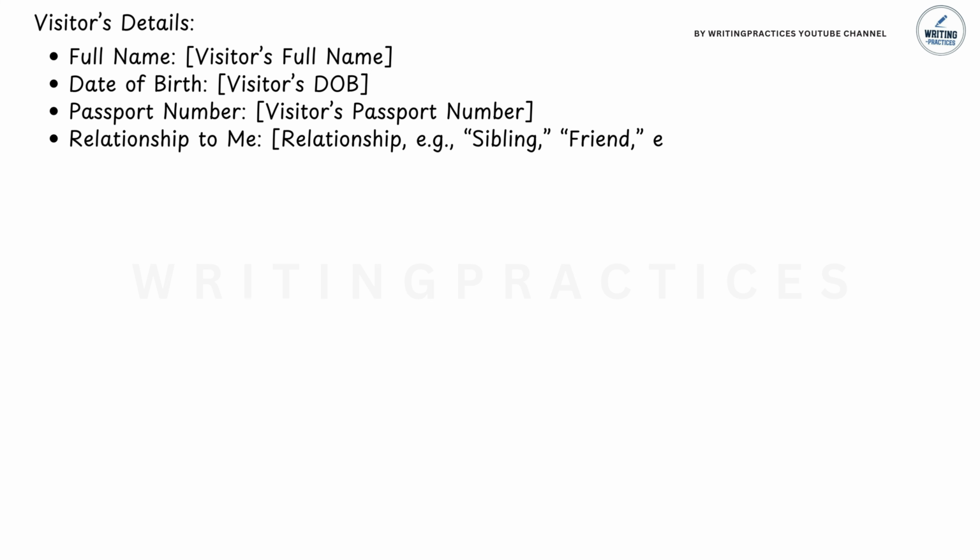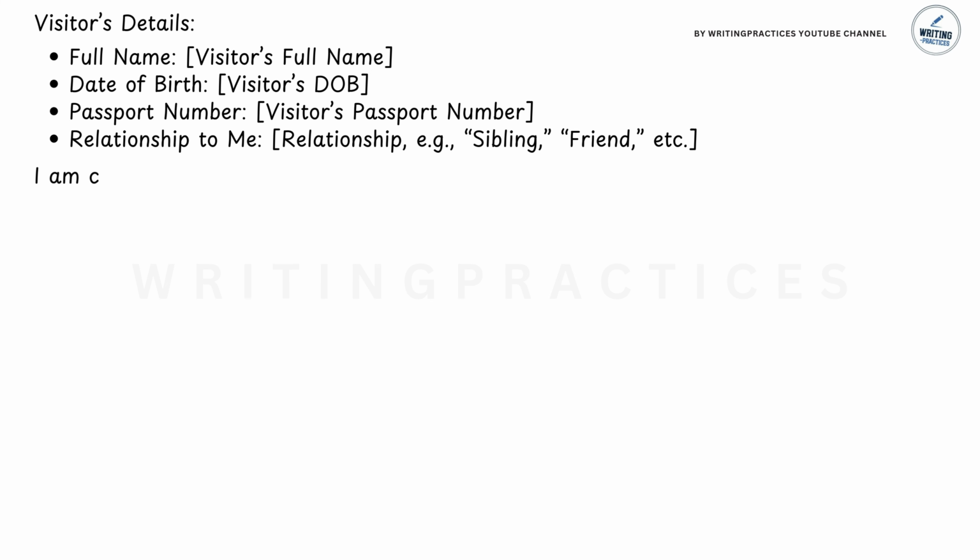Visitor's details. Next, provide specific details about the visitor. For example, full name, Jane Doe. Date of birth, February 15, 1985. Passport number, A1234567889. Relationship to me, friend. These details link the invitation letter directly to the visitor's visa application, ensuring consistency.